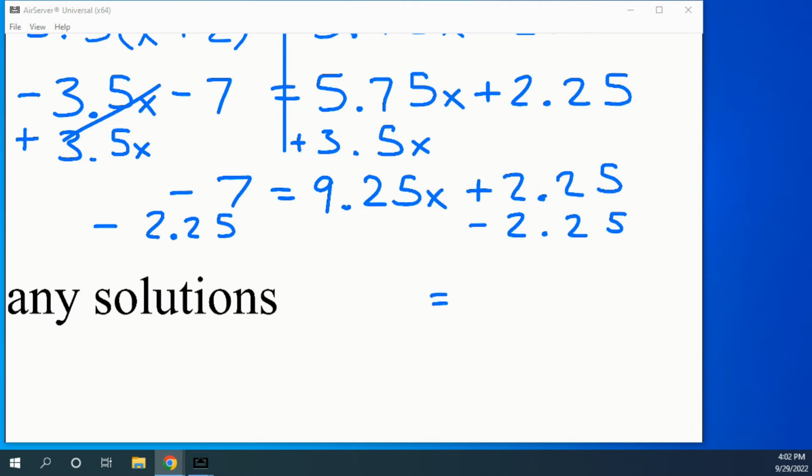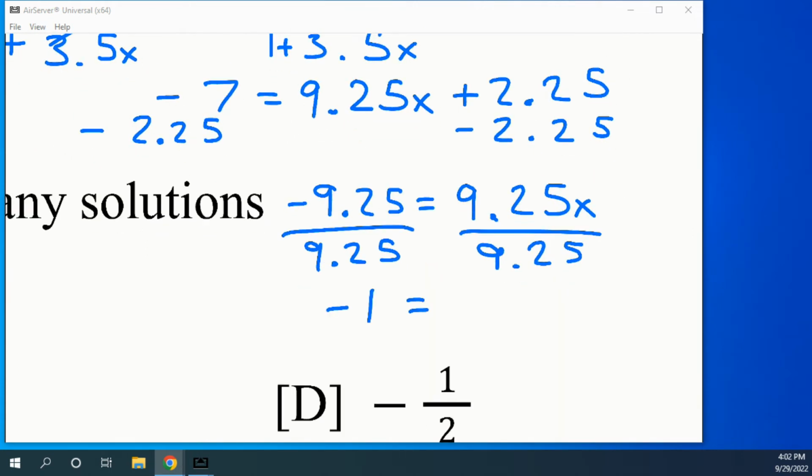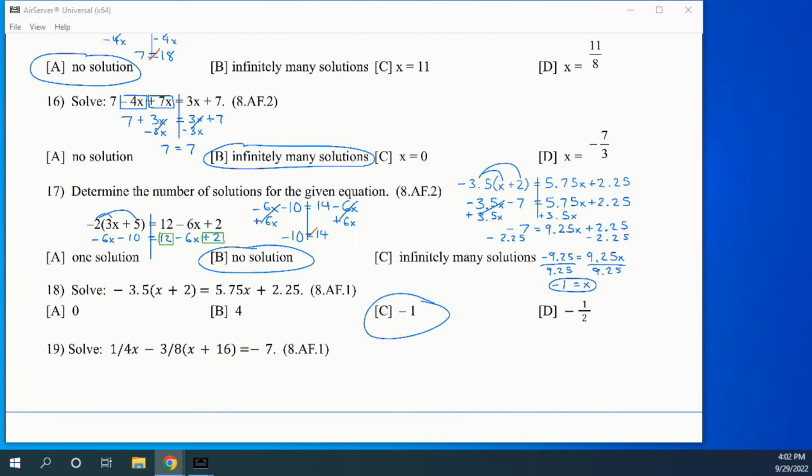Which is going to give me, on the right side, 9.25x. On the left side, negative 7 minus 2.25 gets me negative 9.25. Last step is to divide both sides by 9.25, which is actually going to give me a solution of x equals negative 1. So here is 18C, is what we're looking for on number 18.